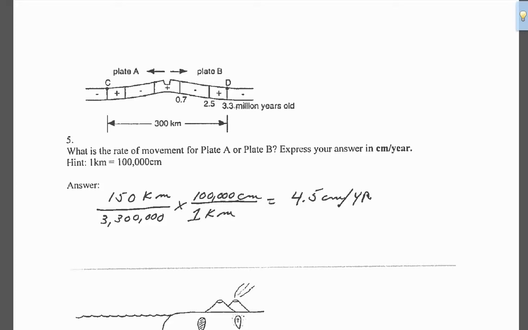And so here we've got the age, 3.3 million years old, and we did this many times in class. We have 150 kilometers over 3,300,000 years, and we know there are 100,000 centimeters in 1 kilometer, and that's about 4.5 centimeters per year. Again, the key here to remember was the same thing happens on either side, and we did several problems like that.